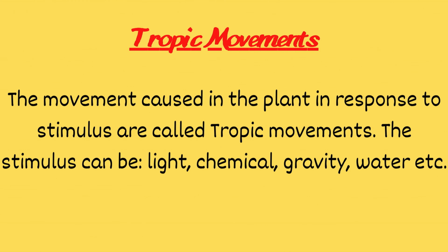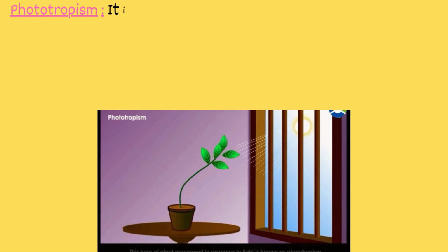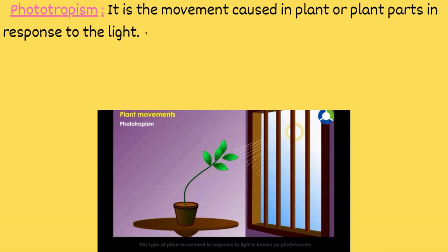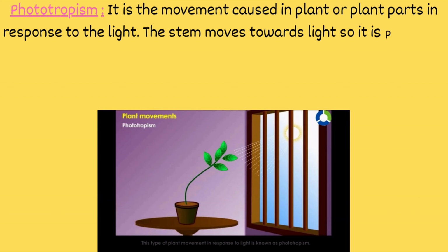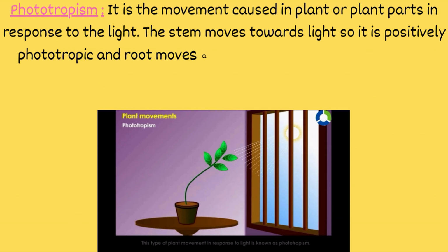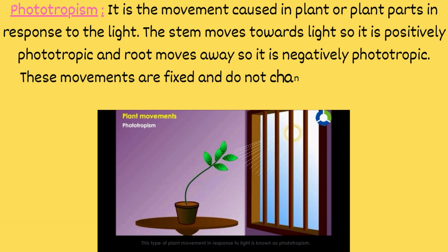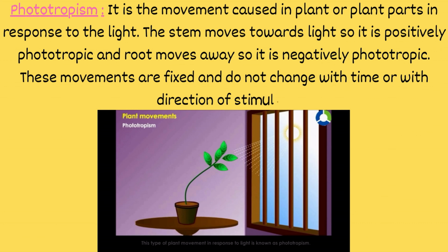The movements caused in a plant in response to a stimulus are called tropic movements. The stimulus can be light, chemical, gravity, water, etc. Phototropism is the movement caused in a plant or plant parts in response to light. The stem moves towards light, so it is positively phototropic, and the root moves away, so it is negatively phototropic. These movements are fixed and do not change with time or with the direction of the stimulus.